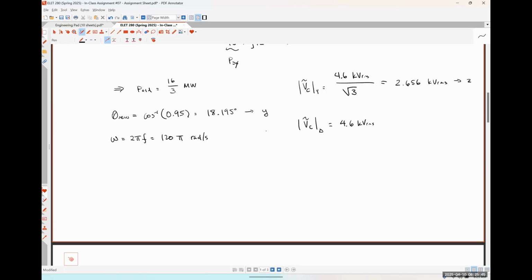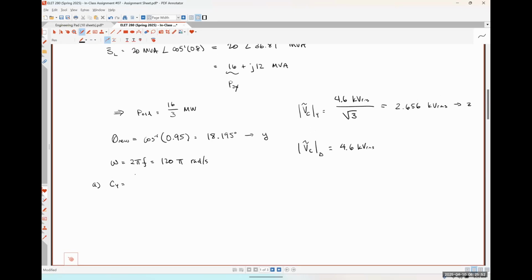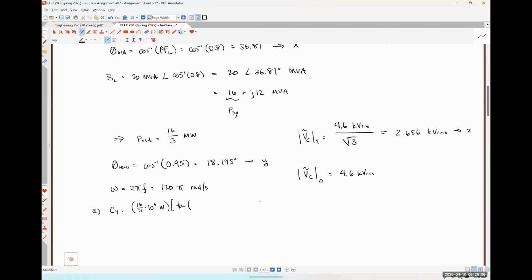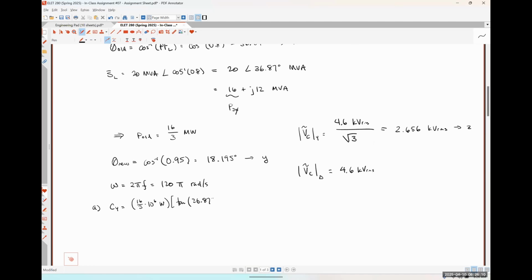So putting these pieces of information together, C for Y is going to be 16/3, and I'm just going to do times 10 to the 6th watts here, multiplied by the tangent of theta old, which was 36.87 degrees, minus the tangent of theta new, which was 18.195 degrees, all divided by 120 pi times 2.656 kilovolts RMS squared.